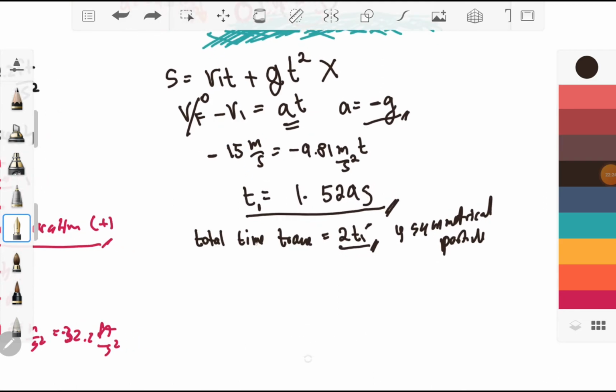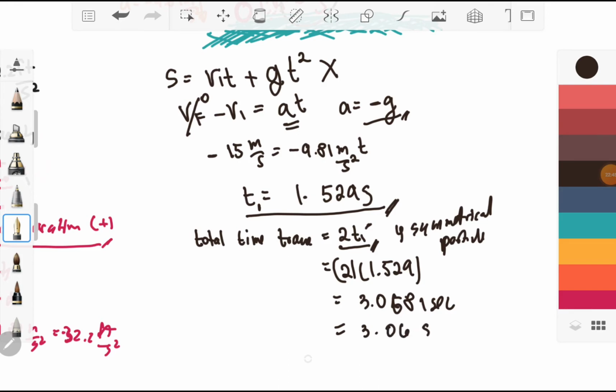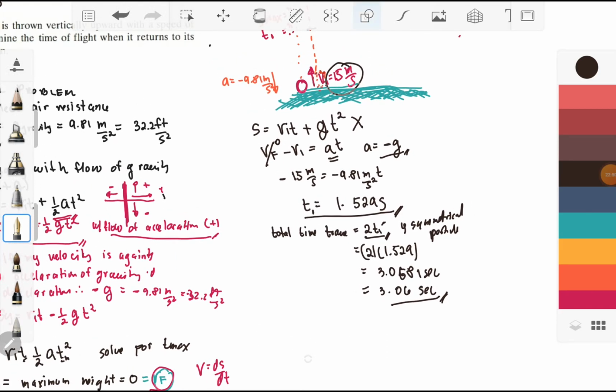So therefore, our total time of travel is equal to 2 multiplied by 1.529, which is equal to 3.058 seconds. So the answer, rounded off, is 3.06 seconds. Okay? That is the answer. It's easy, right? That is the total time of travel.